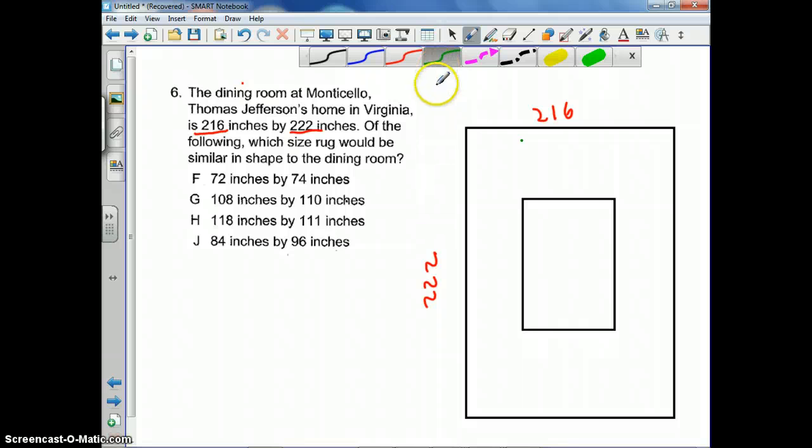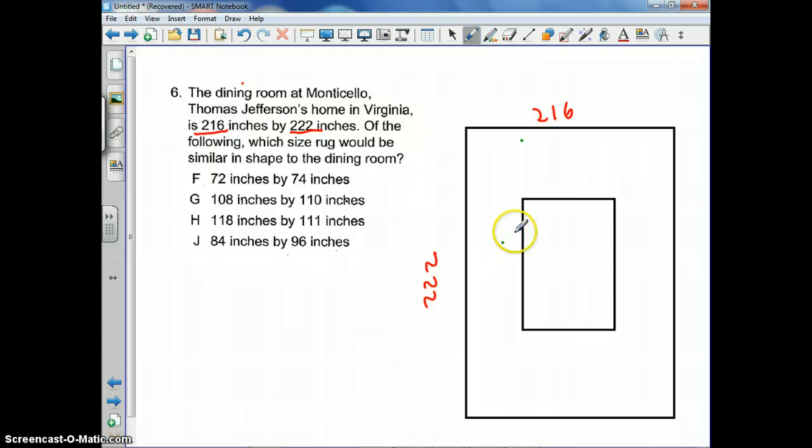Now, let's rule out some answers. Are these 2 dimensions the same? No. So could the rug be the same 2 dimensions? No. Not if it's similar. So what answer can I rule out right now? Actually, I misread that. I thought that was a 74. Yeah. So none of the answers rule out yet. My bad. So let's try a couple different things. Let's try 72, 74, and see if this works.